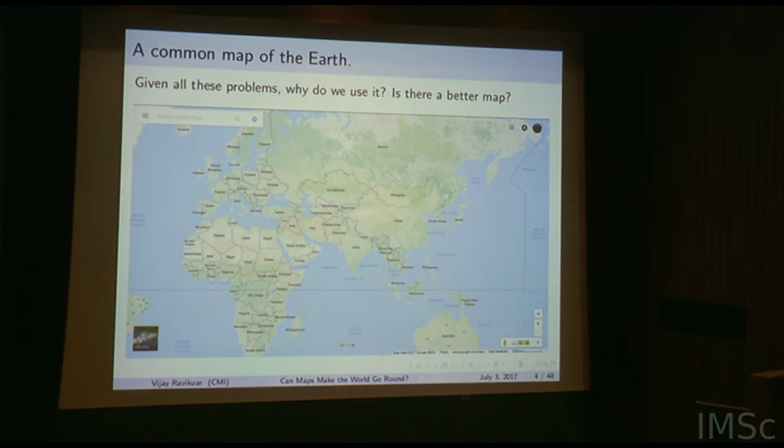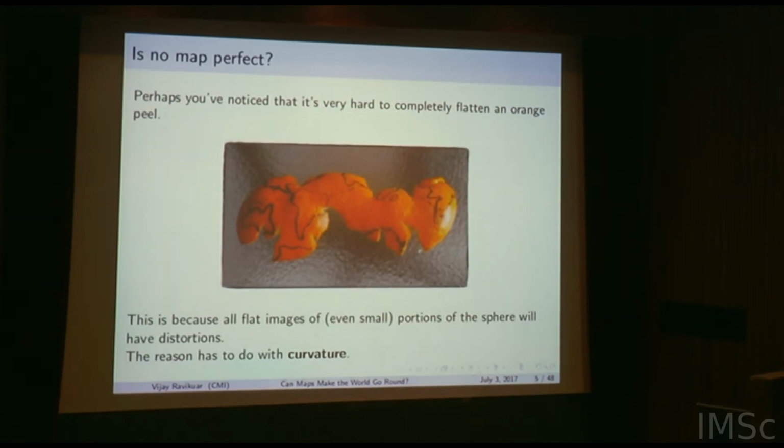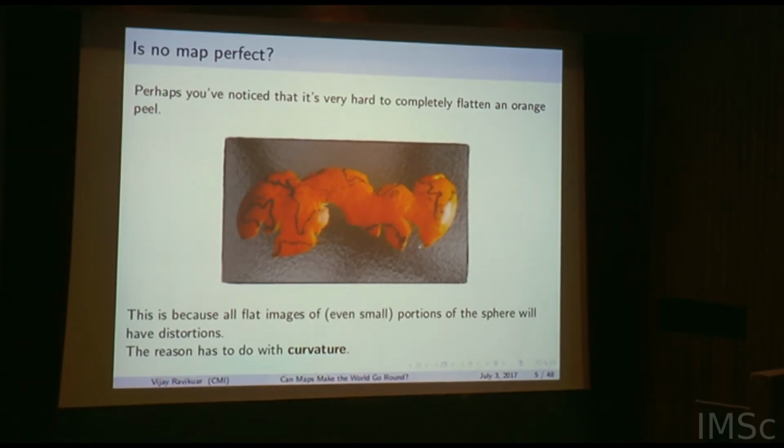And in fact, the reason we often use this is that although there are maps that are better for certain things and better for other things, there's no map that is perfect. Maybe you've noticed that if you've peeled an orange, the pieces of the orange will still have some curvature to them, some curviness. You can try to squish them down, but if you do that, they'll actually break apart. So you can't really flatten an orange without tearing it or really stretching it and distorting it in some way.